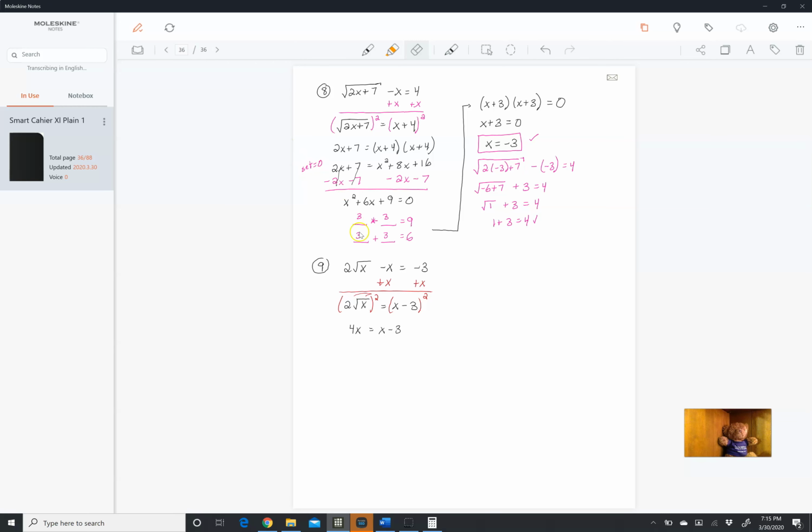I'm sorry, that's not true. 4x is equal to x minus 3 times x minus 3. That's what we get. Okay. So now we have to multiply. 4x is equal to x squared minus 6x plus 9.